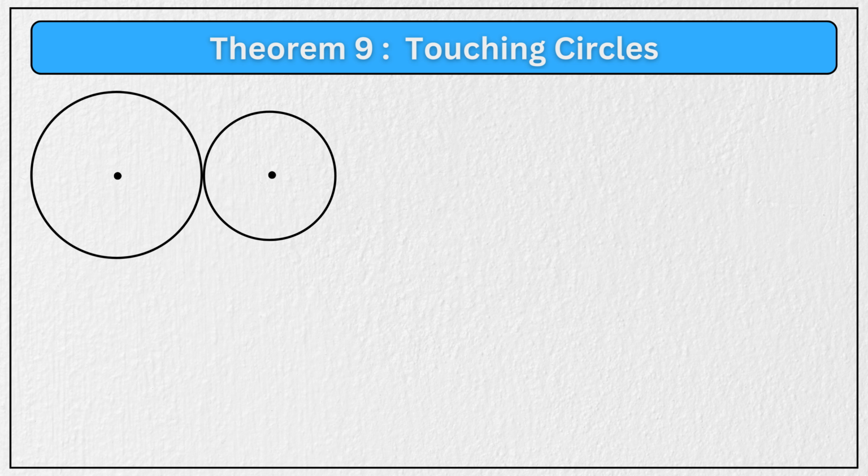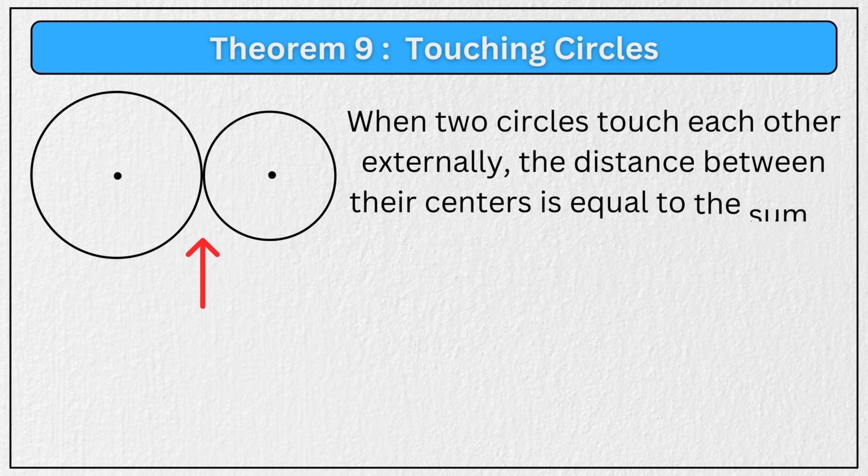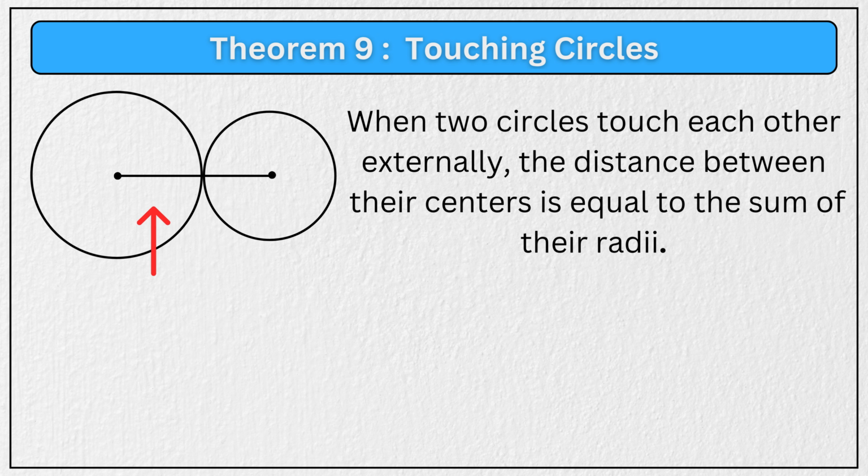9. Touching circles theorem. When 2 circles touch each other externally like this, the distance between their centers is equal to the sum of their radii. So if this circle has a radius of 5 units, and the other has a radius of 3 units, then the distance between their centers is 5 plus 3, which is 8 units.